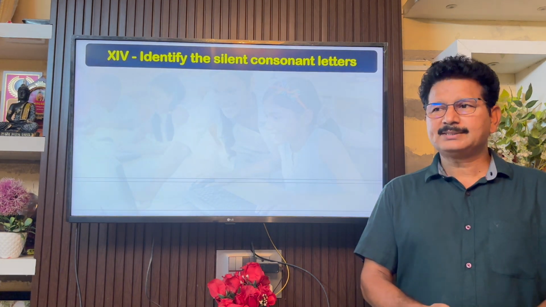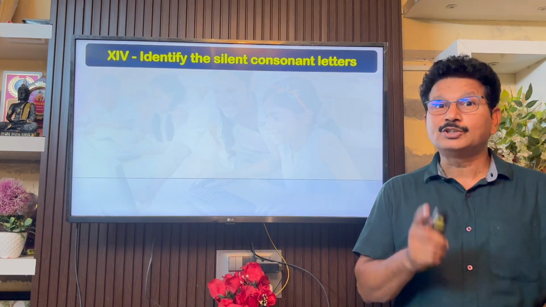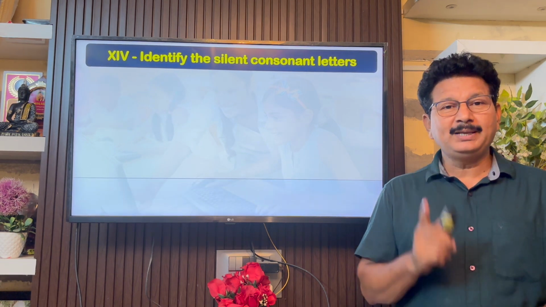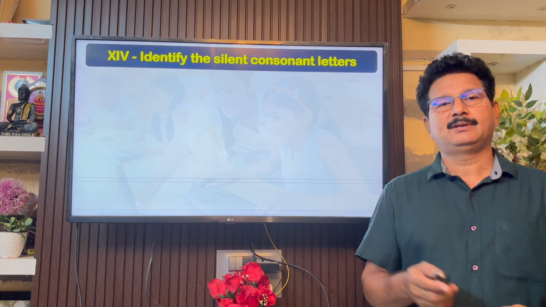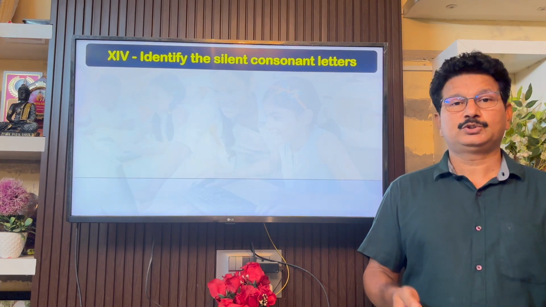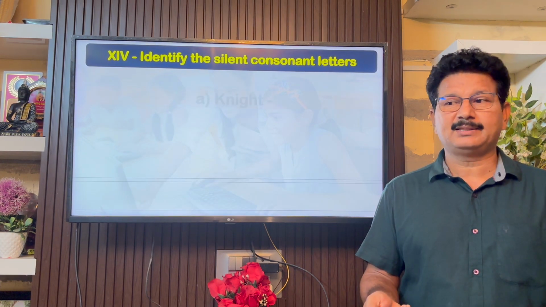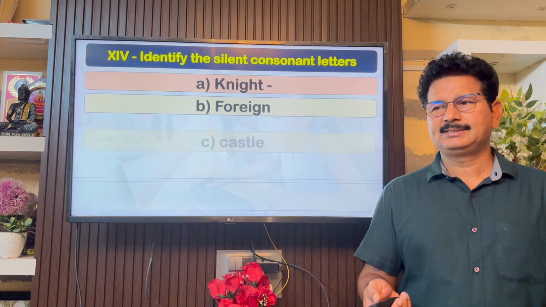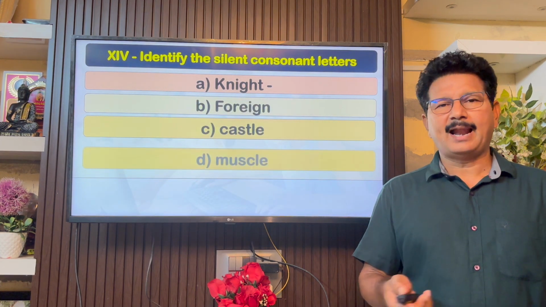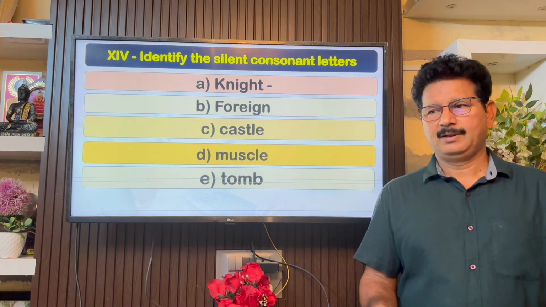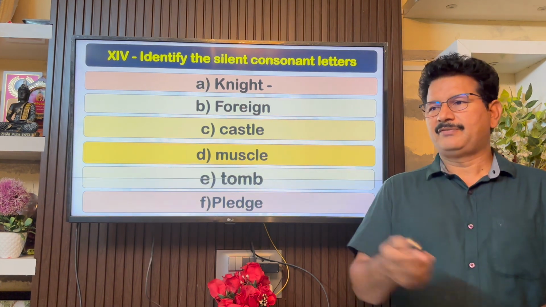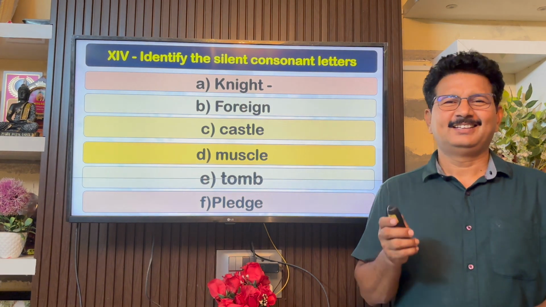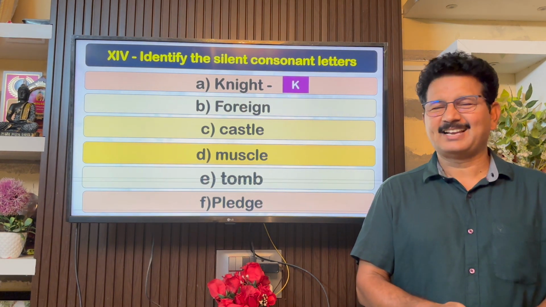Now the 14th one is to identify the silent consonant letters. I'm mentioning here consonant letters, so please take care of that. Many of the students are writing even the vowels also. So you will have only one silent letter that's related to consonants. Just look at these words and try to find out, and later on we will decide. I don't want to read for you. The first one is, I hope you can do it. So that's the K, the silent letter in "night".